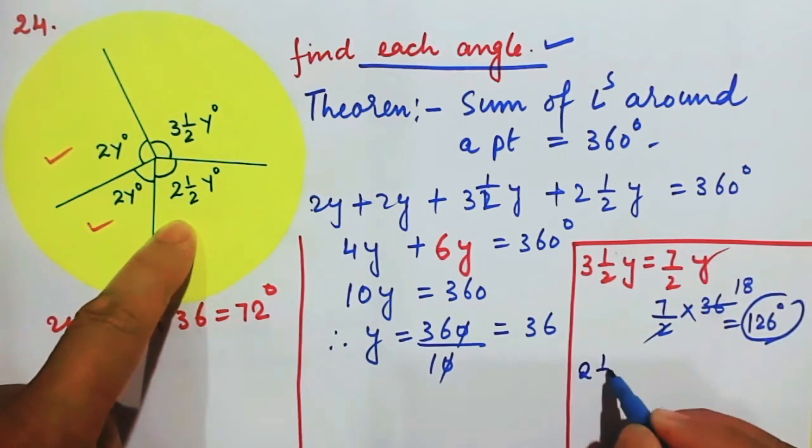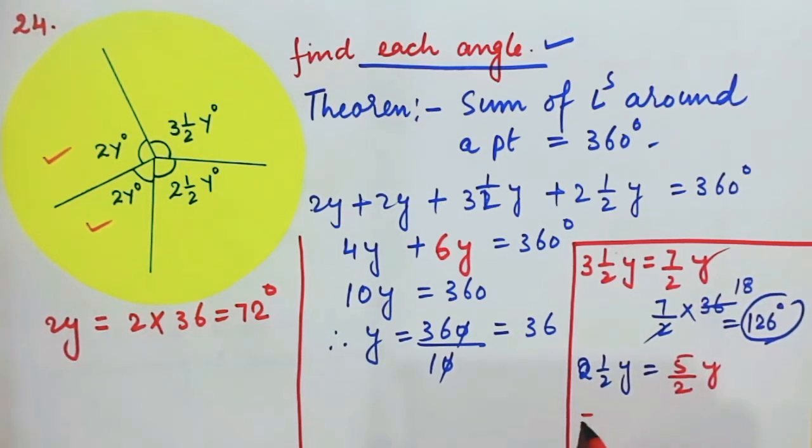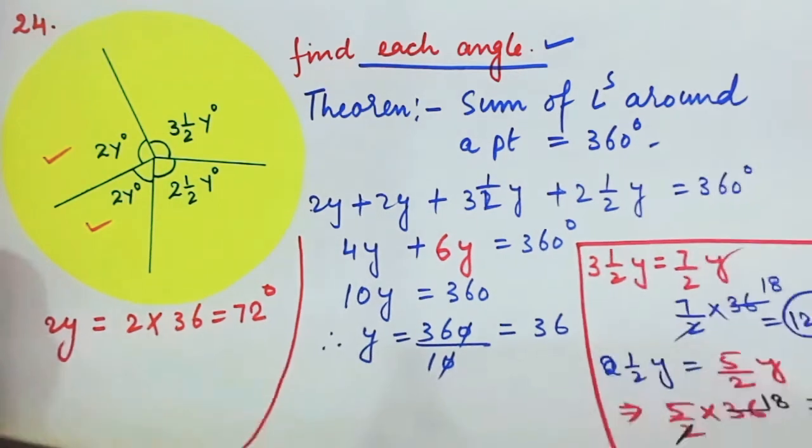Similarly, 2.5y will be equal to 5 by 2 y, which will give you 5 by 2 multiplied by y. y is how much? y is 36. Therefore 2 into 18 times 5, so 5 into 18 is equal to 90 degrees. This was also as simple as the other one.